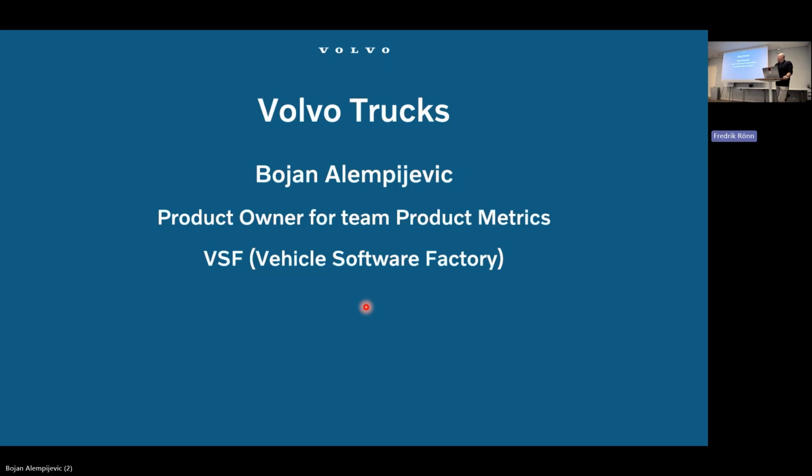Hi, as mentioned, I'm from Volvo Trucks. My name is Bojan Alempijevic. I'm a product owner of the team called Product Metrics. That means we don't calculate random metrics for everything. We bring out metrics about the product, the trucks, the software mainly in the trucks. That's our main focus as a team.